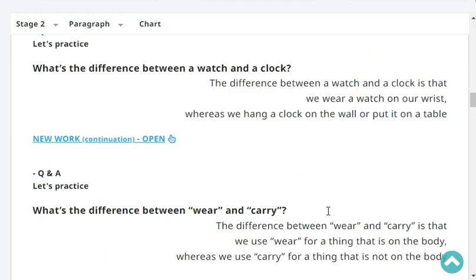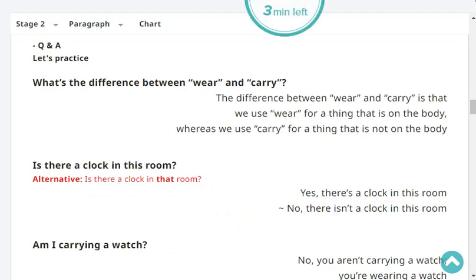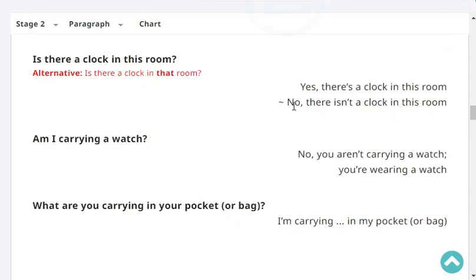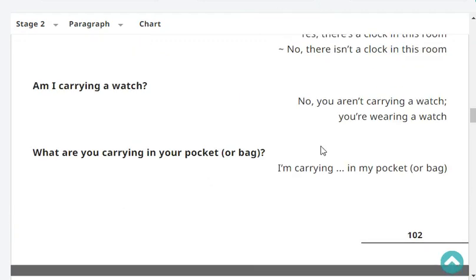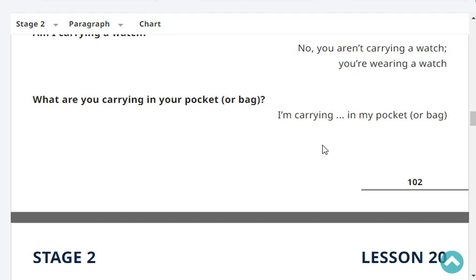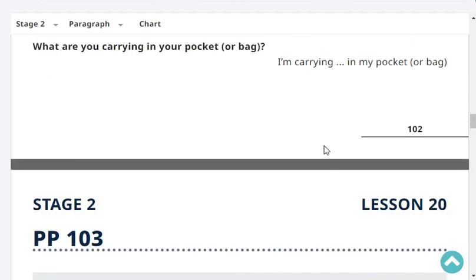Is there a clock in this room? Yes, there's a clock in this room. No, there isn't a clock in this room. Am I carrying a watch? No, you aren't carrying a watch. You're wearing a watch. What are you carrying in your pocket? I'm carrying a pen and some money in my pocket. Very good.